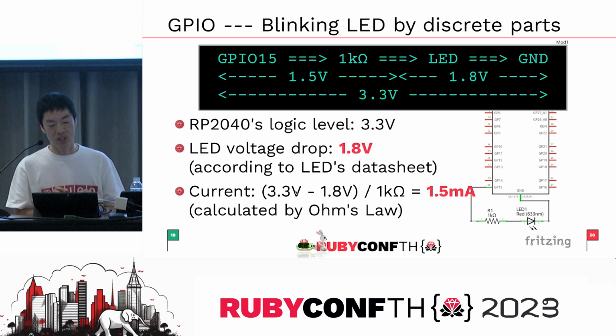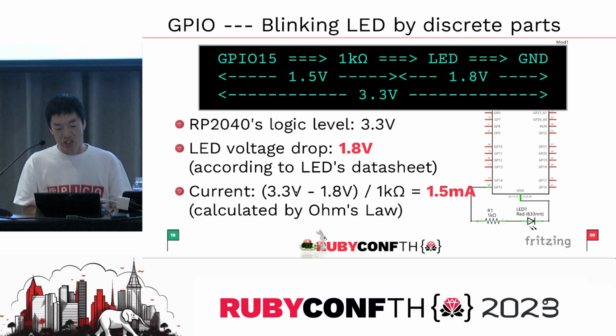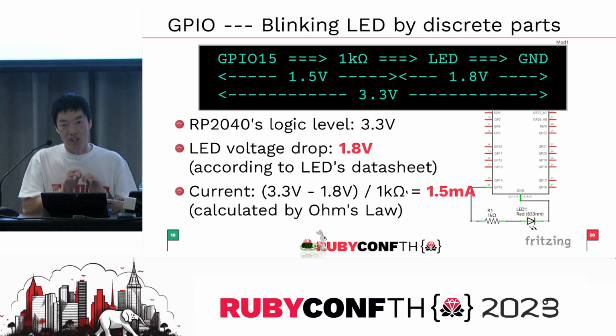3.3 volts minus 1.8 volts divided by 1 kilo ohm equals 1.5 milliamperes, according to Ohm's law. You can control the brightness of the LED by changing the value of the resistance. If you raise the current, the LED should light brighter.